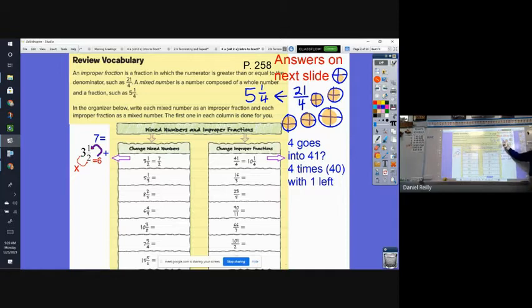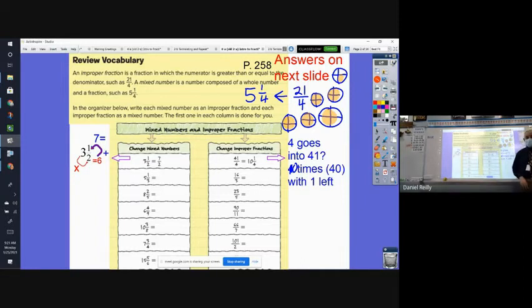So what you do is, how many times does 4 go into 21? How many times does 4 go into 21? Or in this first problem here, how many times does 4 go into 41? Well, you think of your 4 times tables until you run out. 4 goes into 40 10 times. I forgot to fix this. 10 times, which means this is 10 wholes, and then how many are left over? 1. So 10 and 1/4.